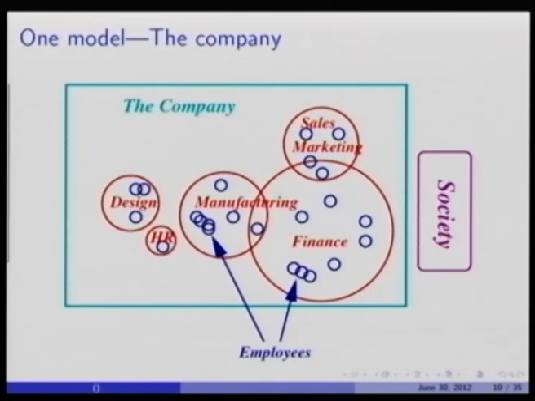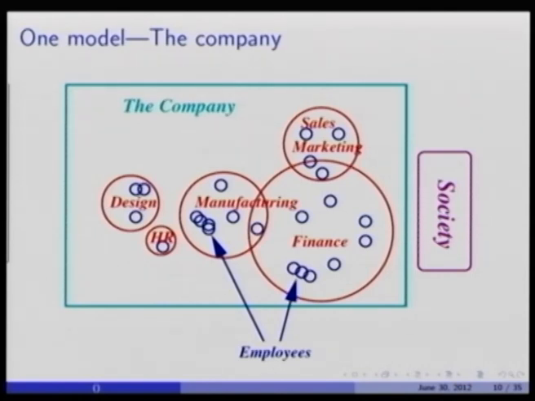So one other model is the company. So what does a company do? Company interacts with society. So the company decides, well, now we need a new brand of tea, or a new soap or a new shampoo, correct, or a new car. So it is the company which decides what are the societal needs that it wants to target, correct?